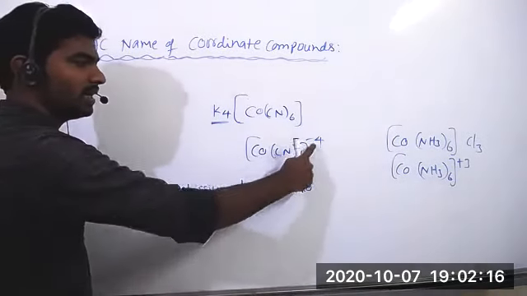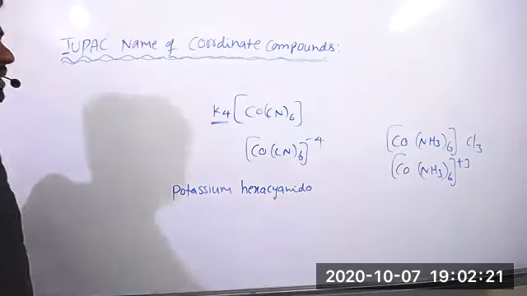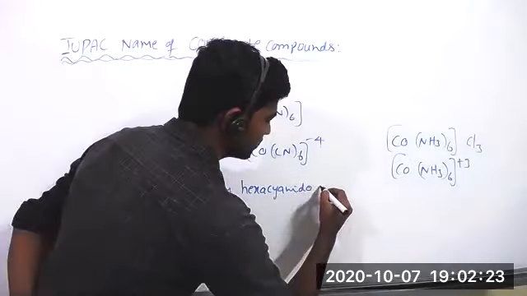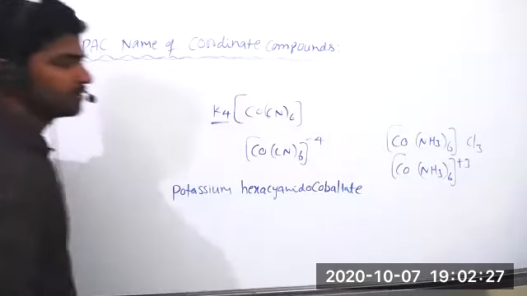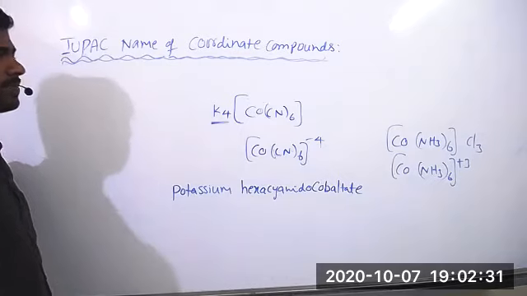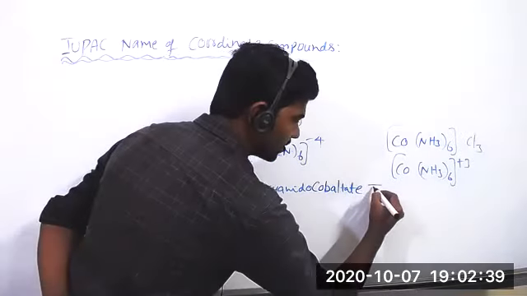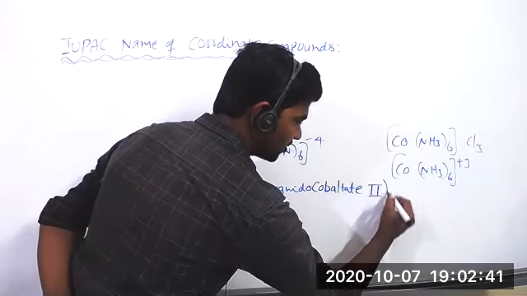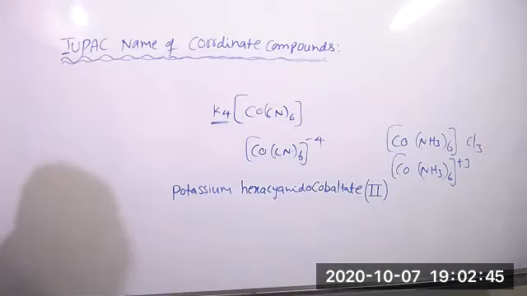Cobalt is there, but the complex is now carrying negative charge, no? That's why we write cobaltate. What is the oxidation state of cobalt in this complex? +2. But don't write the number in Roman letters. Write 2 in bracket. That is the IUPAC name of the given complex.